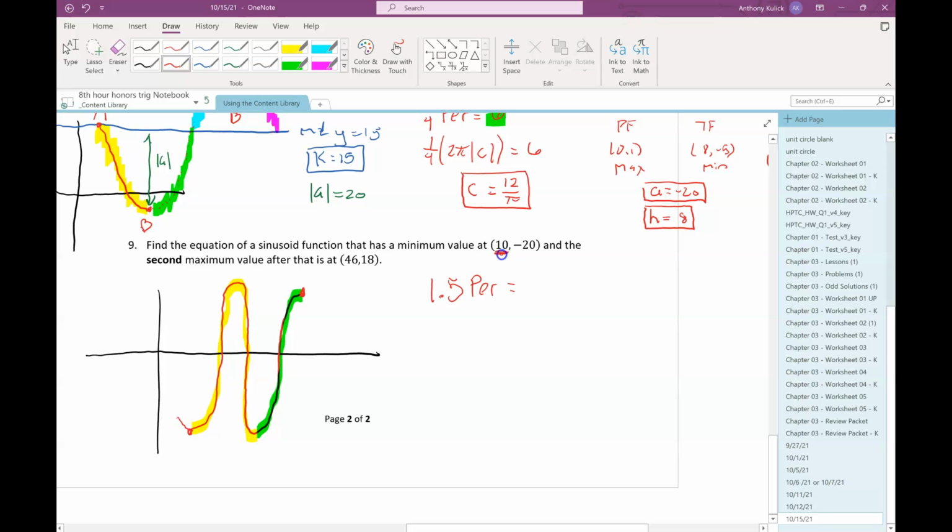And how did I get to that? I went from 10 to 46, so 36 units. Alright. And then I can put in the 2 pi over the absolute value of C and solve for C. Okay. Is that okay? Yeah. So what's C going to be there? 12 over pi again? Yeah.